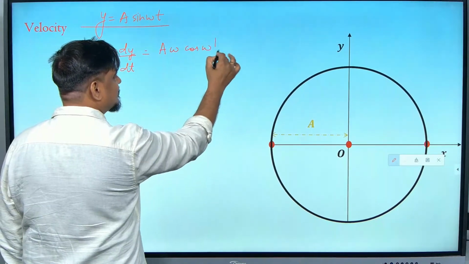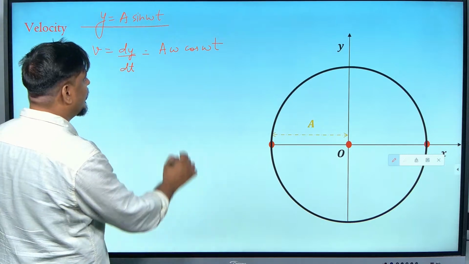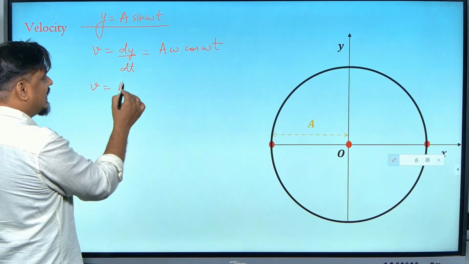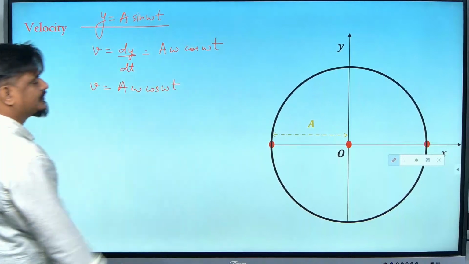Can I say like this? What, Abhinand? Sin omega t differentiation is cos omega t, and omega t differentiation is omega. You don't know that rule, chain rule it is called. Anyhow, it's not a big thing. If you want, I will teach you separately. It's very simple basic math differentiation. So, a omega cos omega t is velocity. So, velocity equation you got as a omega cos omega t.